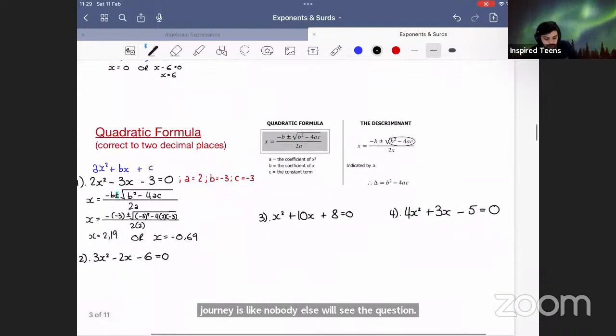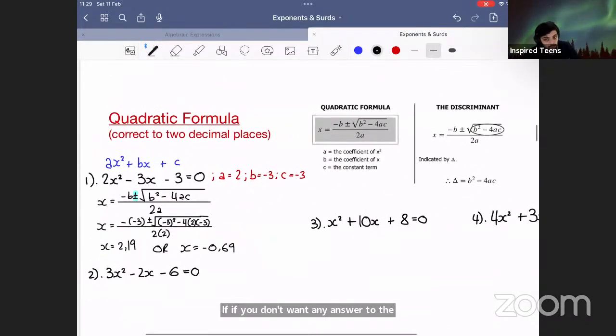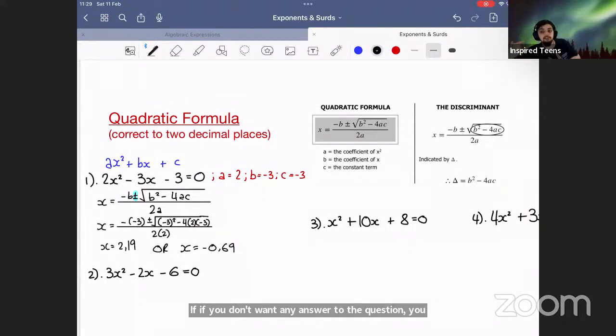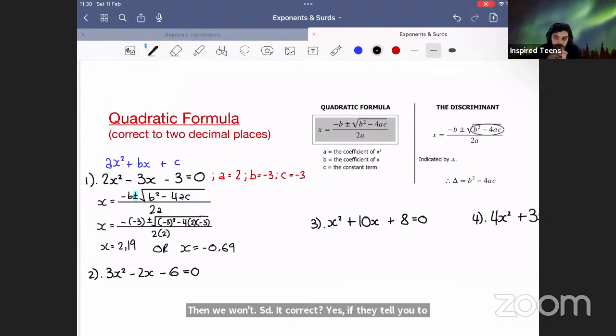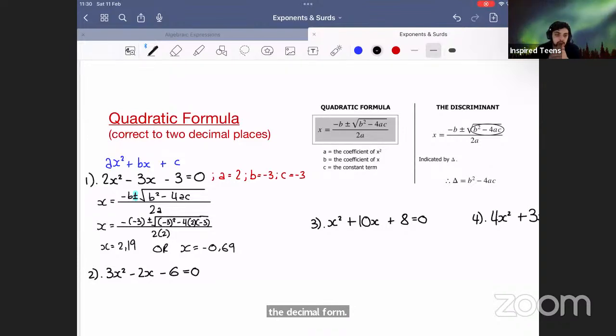You didn't do the quadratic formula last year. If they tell you to leave it in fraction form, then we won't convert it. Correct. Yes. If they tell you to leave it in fraction form, you do not convert it to decimal form. You didn't do it last year, but you'll be doing it this year then.